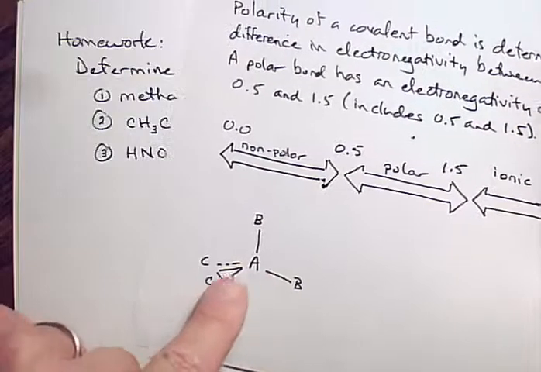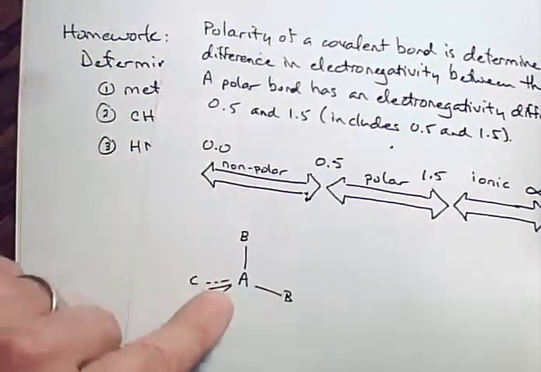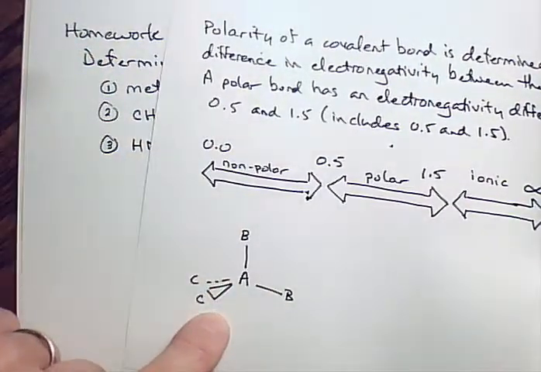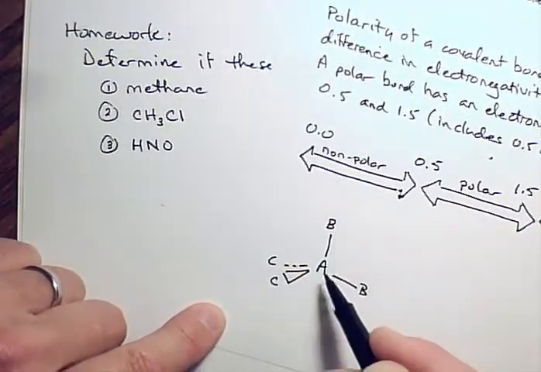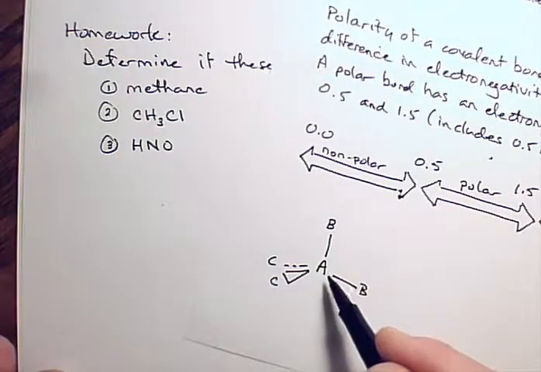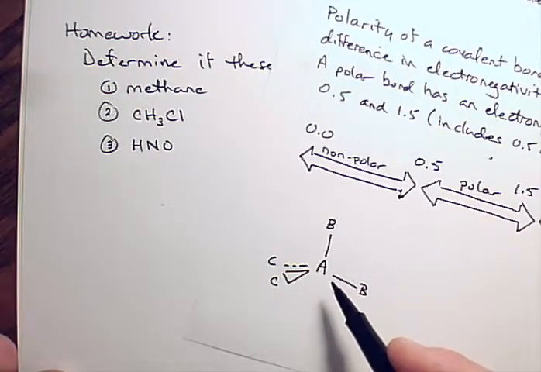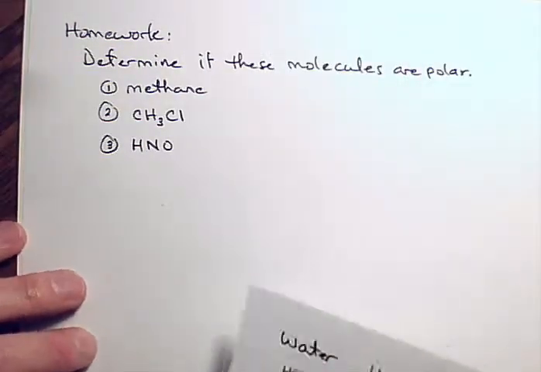Remember when I said we had something like this, where it might be polar in this direction but non-polar over here? And it might also be polar going in this direction and polar going in that direction, so they kind of cancel each other out. You have to make a judgment about that. Look at the structure and try to figure it out, all right?